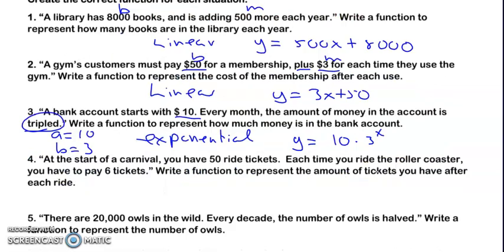At the start of the carnival, you have 50 ride tickets. Each time you ride the roller coaster, you must pay 6 tickets. Write a function that represents the tickets after how many rides. So this one, you start with 50, you pay 6. This sounds like my B, so this sounds very linear to me. So I would say y equals negative 6x plus 50.